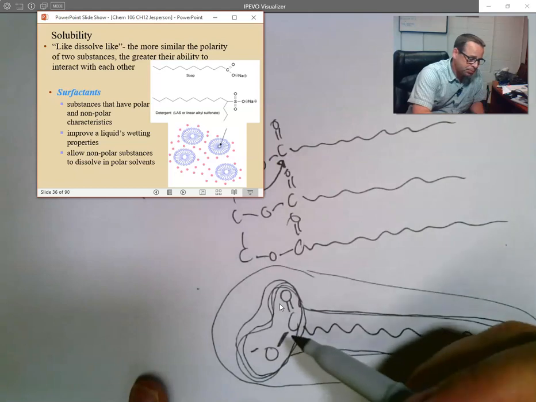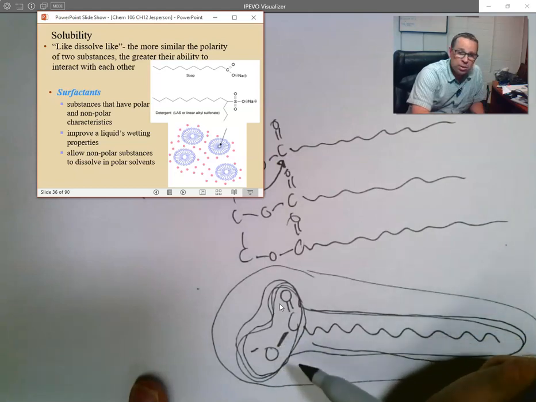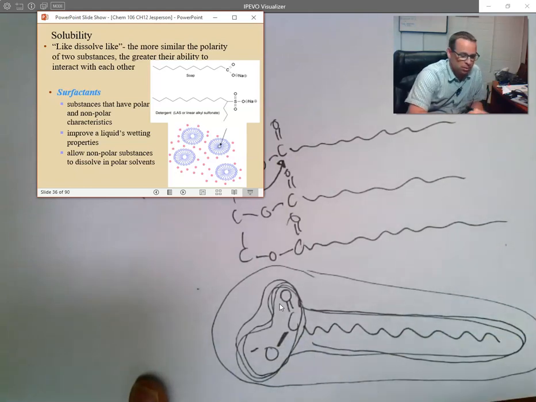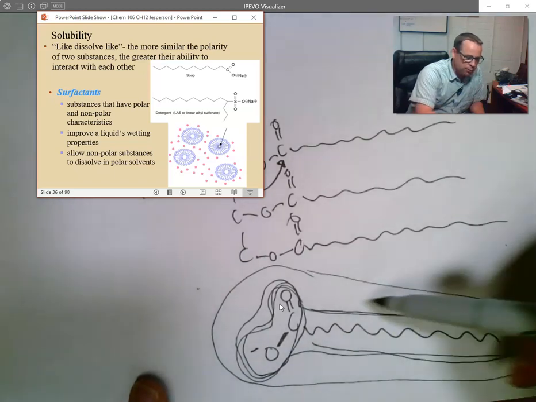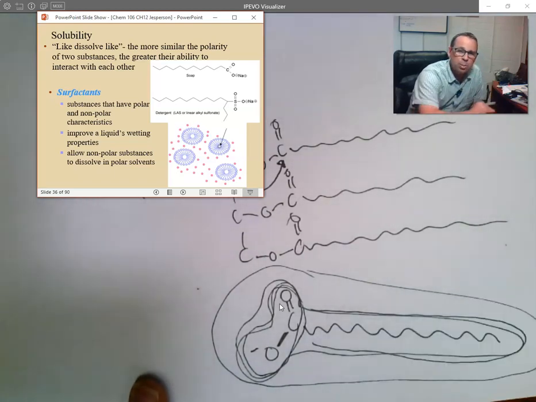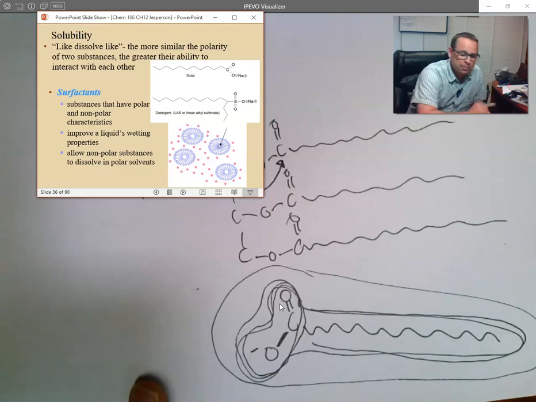because I can use it to pull other hydrophobic compounds, or compounds that only respond to London forces. I can use it to pull them off of surfaces.